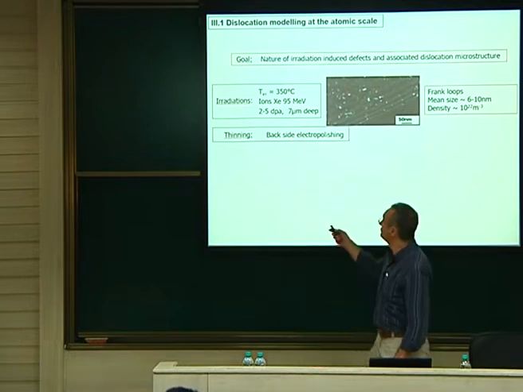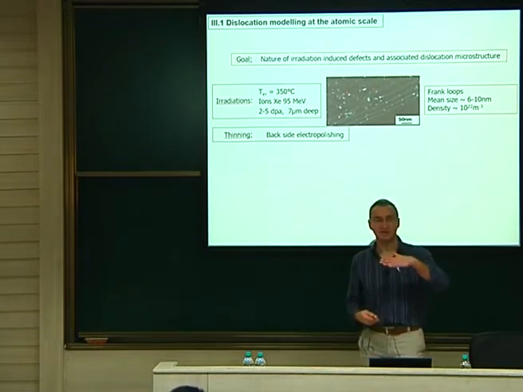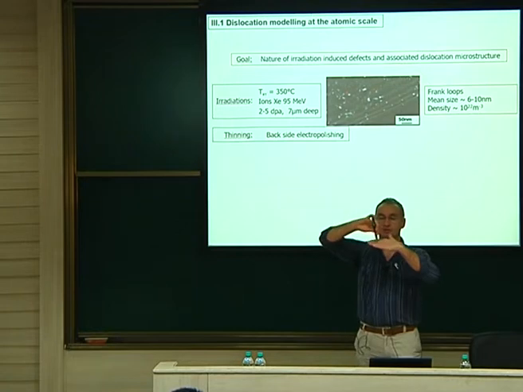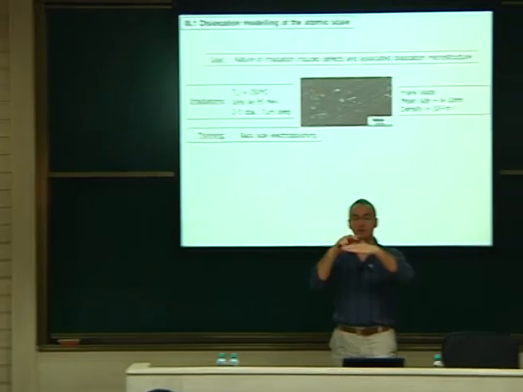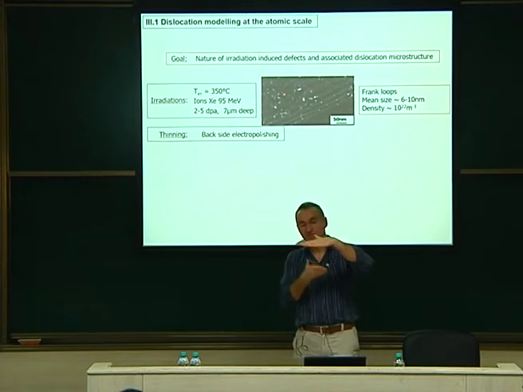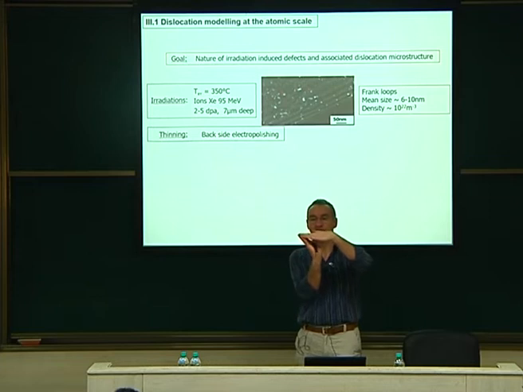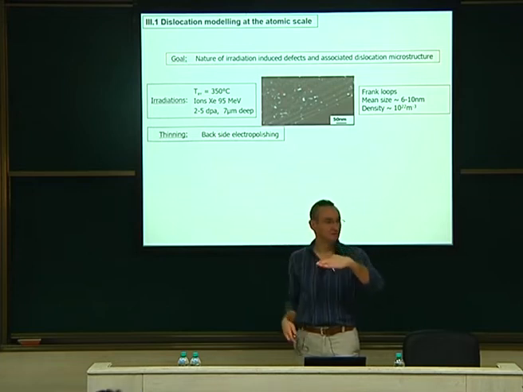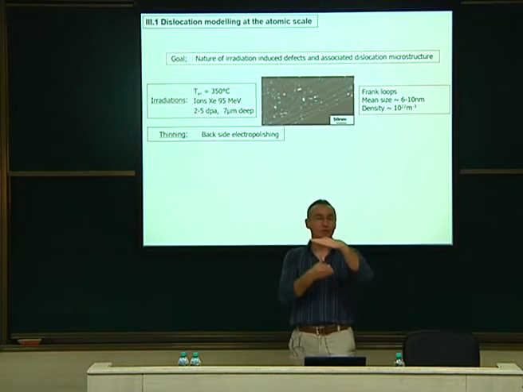Now, how was this done? It was a backside electropolishing. I mean that this was irradiated on the top, up to 7 microns. We want to keep this. We want to look at that effect. So the specimen was electropolished from the back, so that we keep the irradiated surface, up to where it was thin, and then we looked through the specimen. This is the technique for TEM to do that. It's a backside electropolishing. Okay.